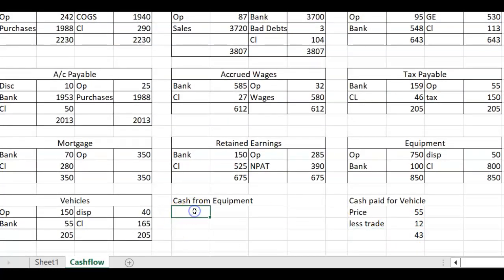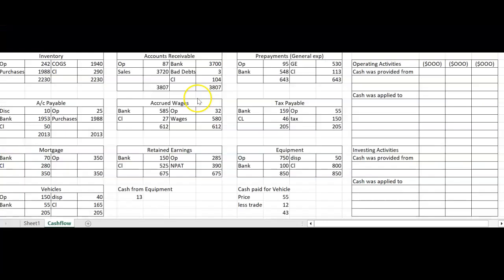Cash for equipment is much simpler. Cash paid for equipment, it was carrying amount of 20,000. And then if you have a look on the previous page, you see we had a loss on sale of equipment 7. So we've got 20 minus 7 is just 13,000. Right, let's put that into the cash flow statement.